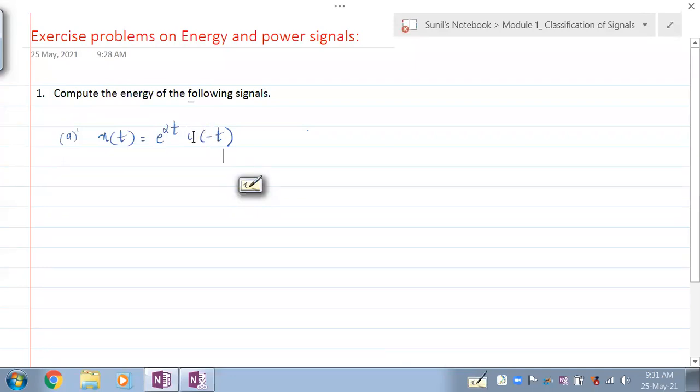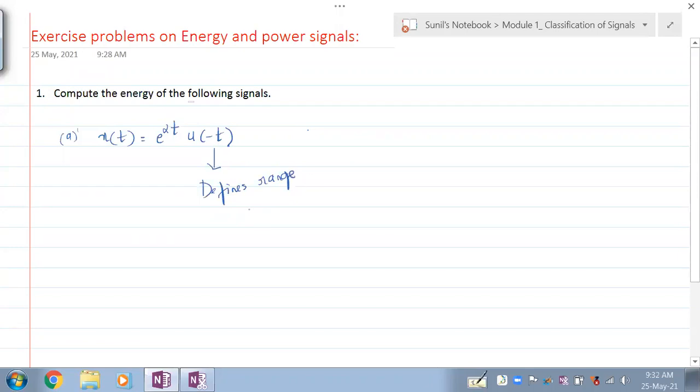Now, I've been telling you again and again, if u of t is there with any other function of t, what is the purpose of using u of t here? Can you tell me what this u of minus t is doing here? There are two functions of time. This is one function of time, and this is another. But if u of t or any form of u of t is there with another function of t, then this is just a range defining function. It defines the range.